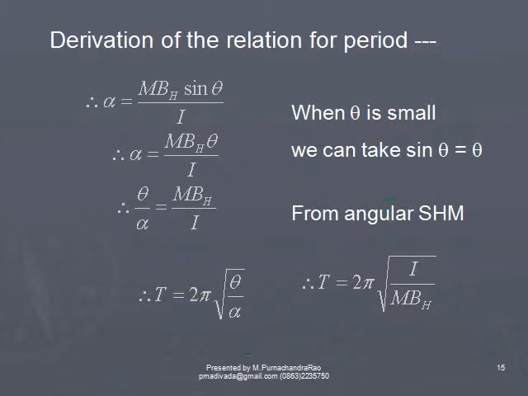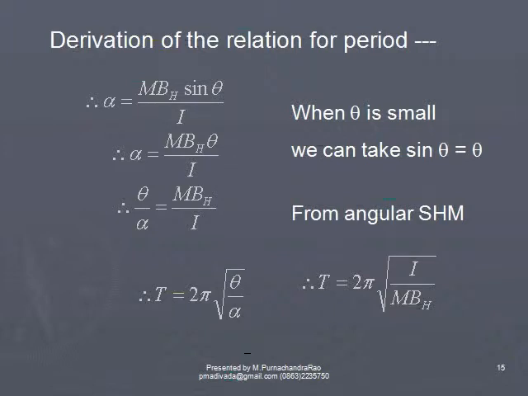When theta is small, we can take sin theta to be equal to theta. Therefore, alpha is equal to mbh theta by I. Therefore, theta by alpha is equal to I by mbh.